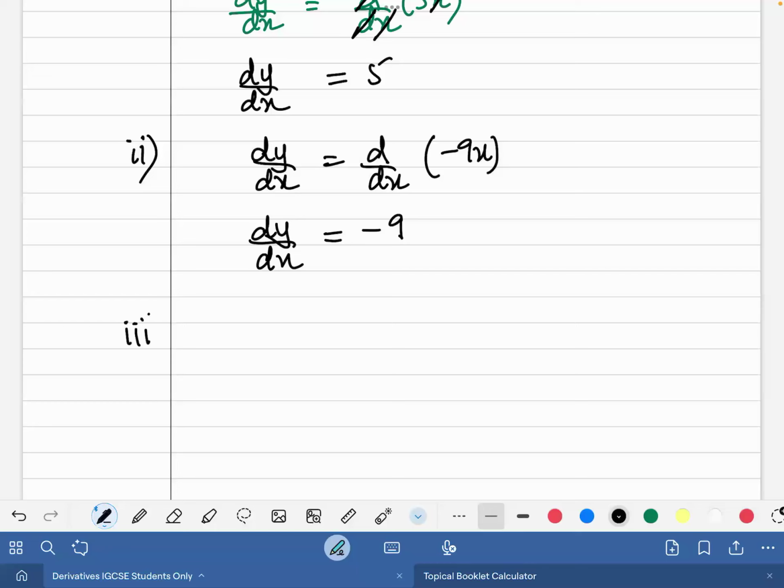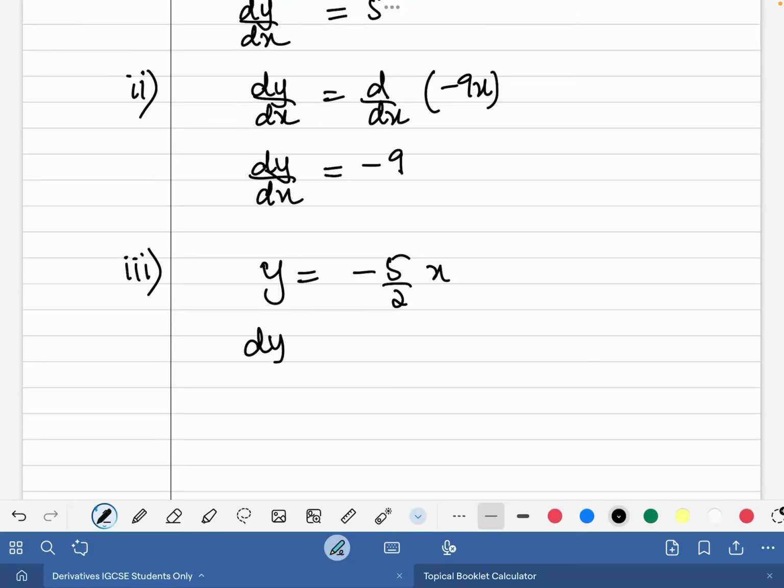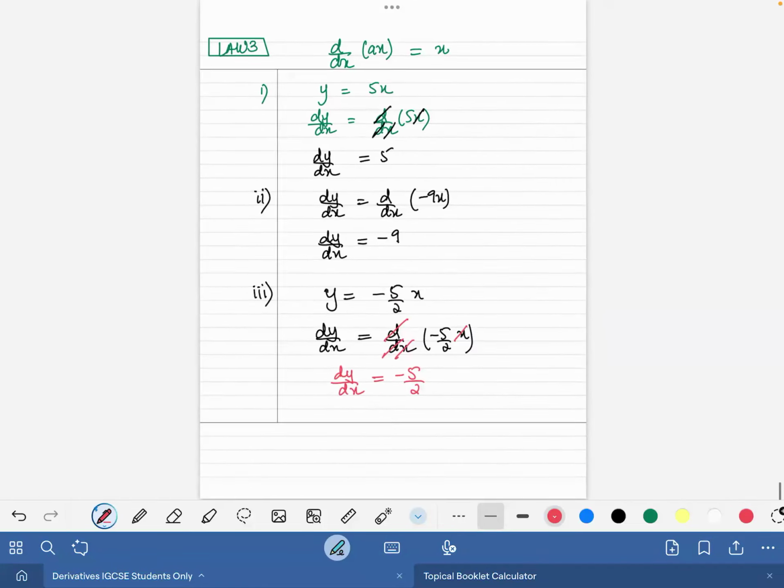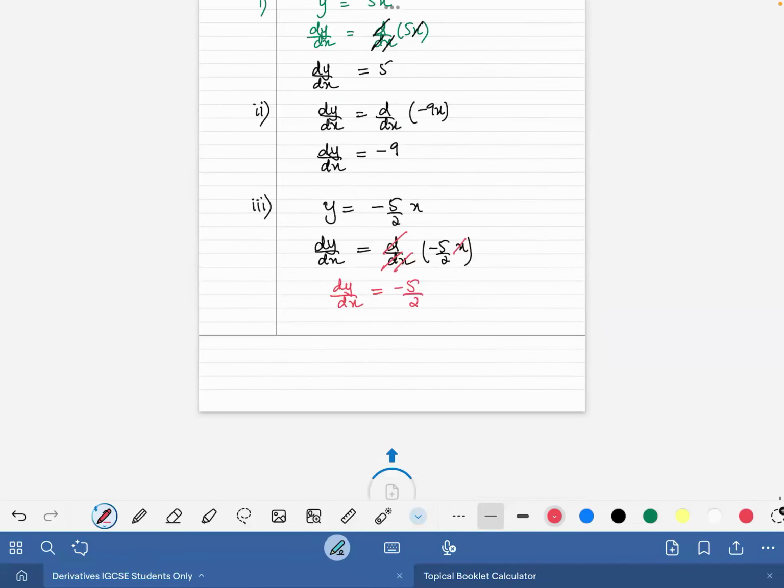Example number 3: y is equal to negative 5 over 2x. So what is dy by dx of this? Negative 5 over 2. So son, understand here: d will cancel with d, x will cancel with x, so negative 5/2 will come. What will come, son? So this is the derivative of a linear function. Then we have law number 4, which is very easy.